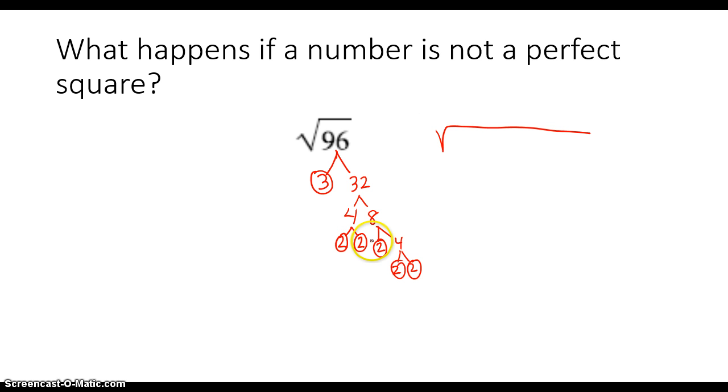So there are 1, 2, 3, 4, 5 2's, and then a 3. And they're all being multiplied by each other.